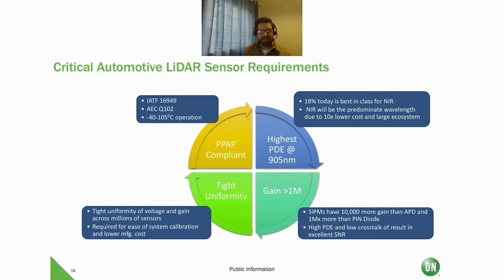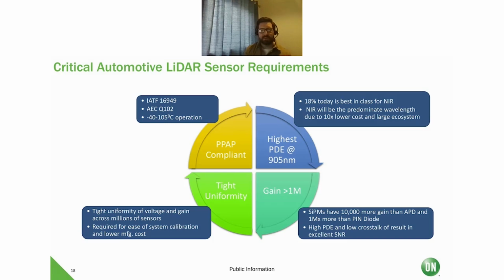Tight uniformity by design. SiPM sensors, thanks to being manufactured in a CMOS process, can offer tight uniformity of the voltage and gain across millions of sensors. This reduces the need for system calibration and helps to lower the manufacturing cost. And the last one is automotive qualification.